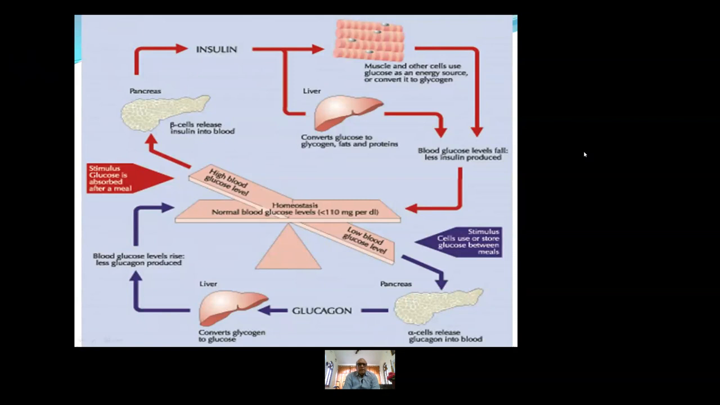Normal blood glucose level is maintained. And when there is a low blood glucose level, the pancreas releases glucagon, which acts on the liver, and the liver converts glycogen into glucose. So, blood glucose level rises, and less glucagon is produced. This is homeostasis.